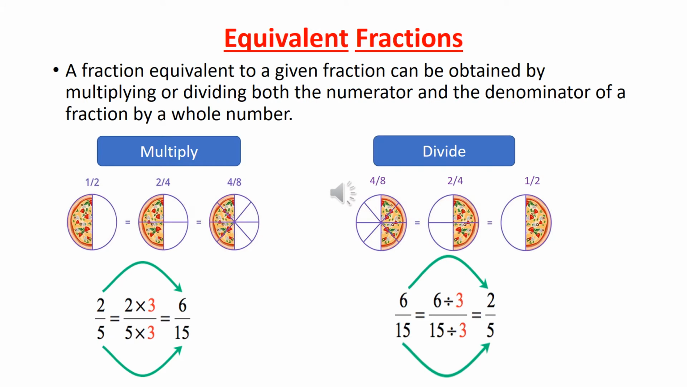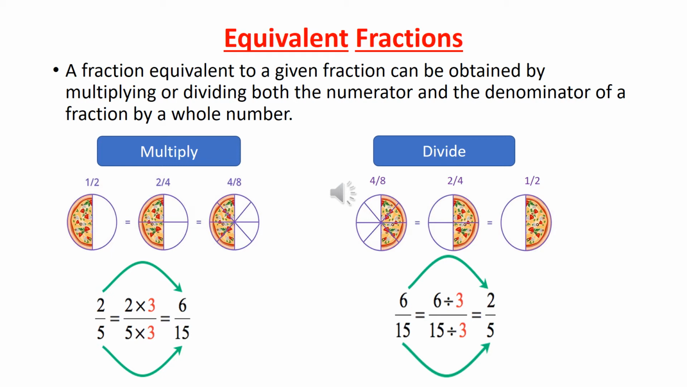Next, we will move to the equivalent fraction. A fraction equivalent to a given fraction can be obtained by multiplying or dividing both the numerator and the denominator of a fraction by a whole number. We can get the equivalent fractions by multiplying or dividing. The first two examples are by multiplying and the other two examples are by dividing.